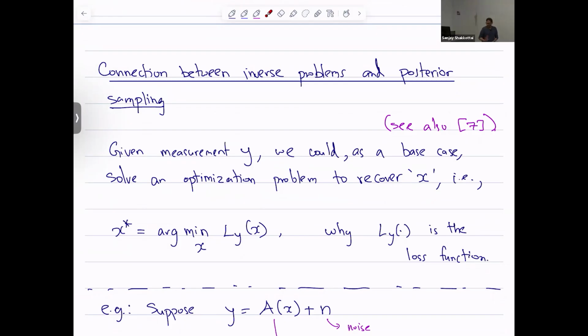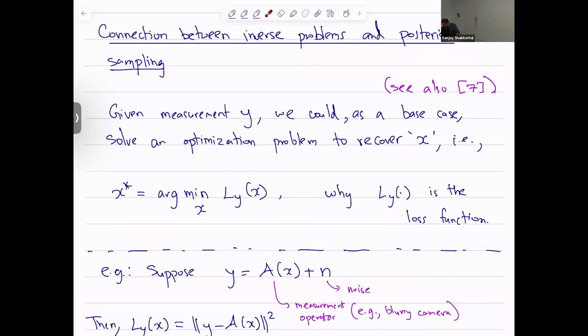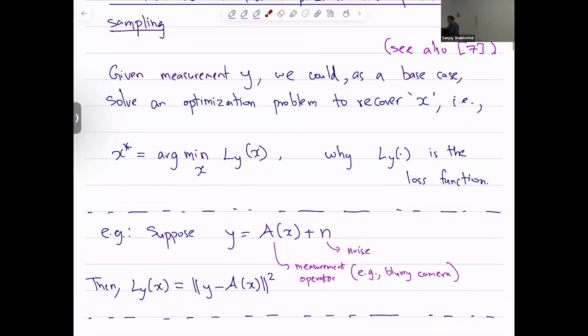So let's start thinking about this. You want to look at Vibisano's paper. That's what the reference here is. But here is the problem.